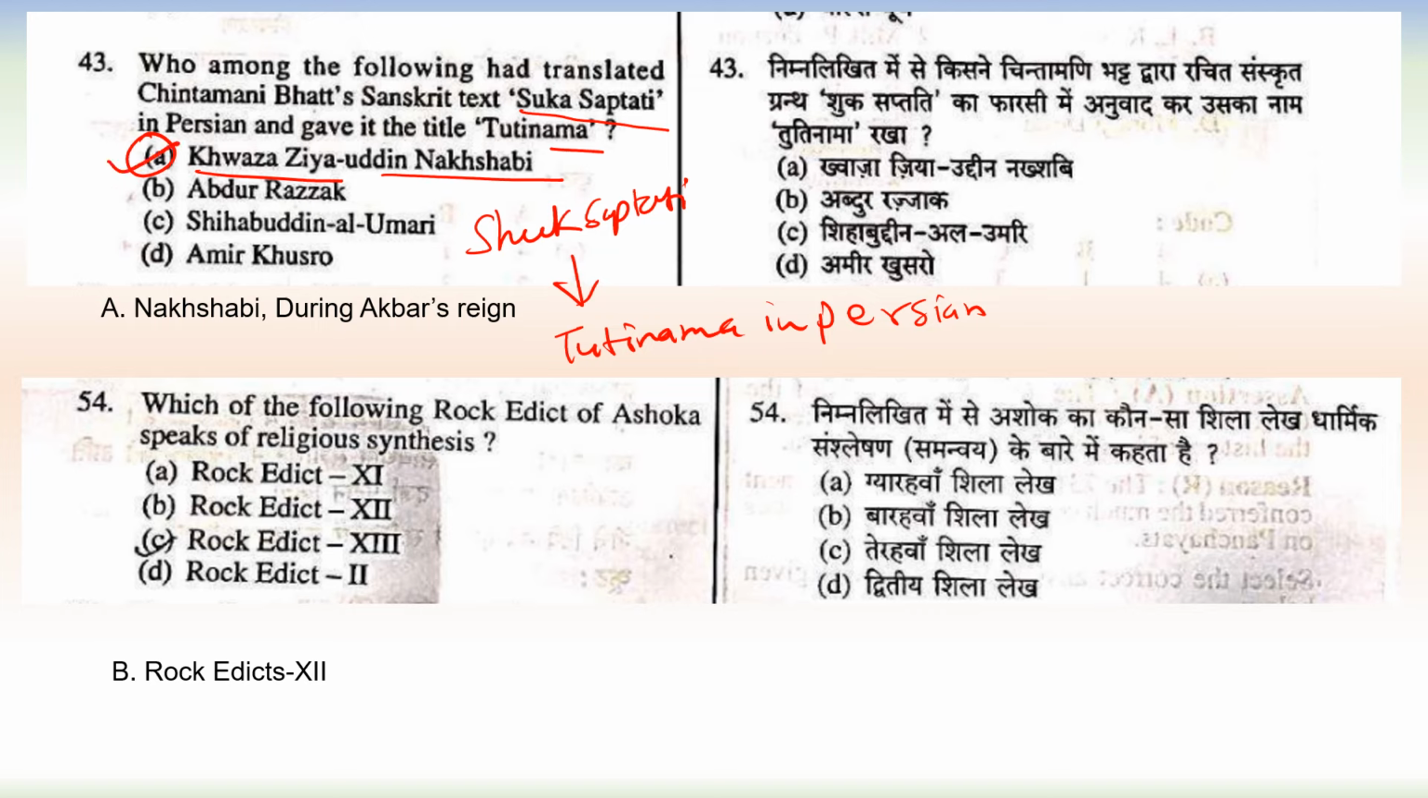Next one, which of the following rock edict of Ashoka speaks about religious synthesis? So it is Rock Edict 12. So B is correct here. Rock Edict 12, 12वां शिलालेख.